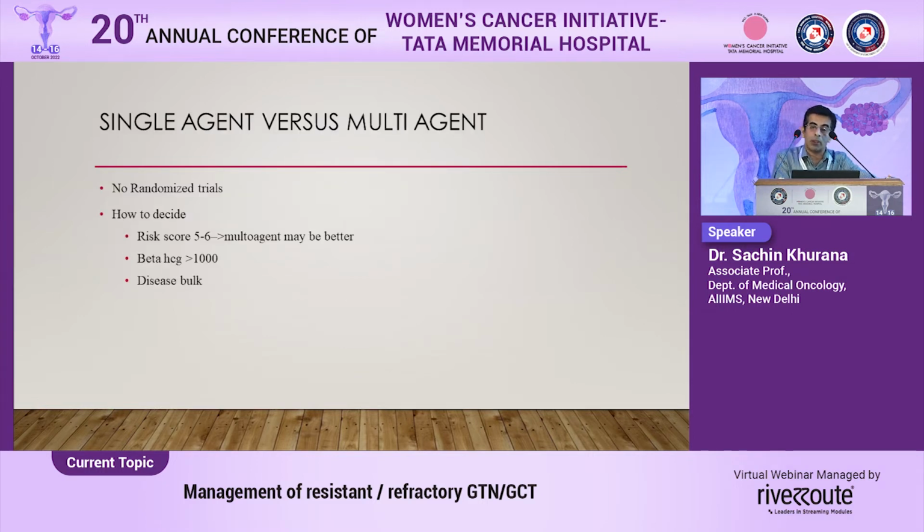So if the risk score has been more than 5 to 6, we all know that many will not respond to single agent methotrexate. So in those cases, if we have given methotrexate, but we have a relapse or a resistant disease, then we just go on to multi-agent therapy. If beta HCG is more than 1000 or there is a lot of disease bulk. Now, how does this value come, this beta HCG more than 1000.